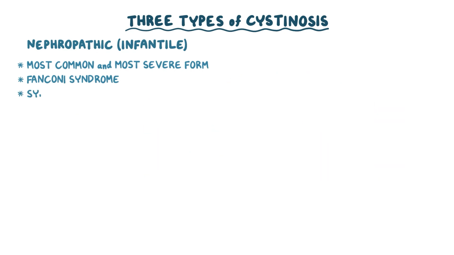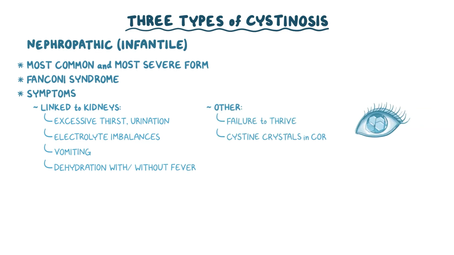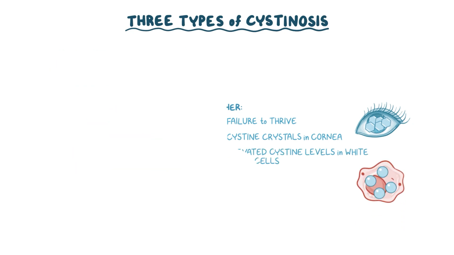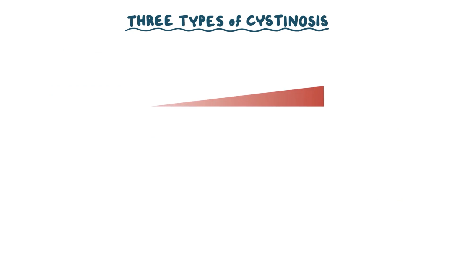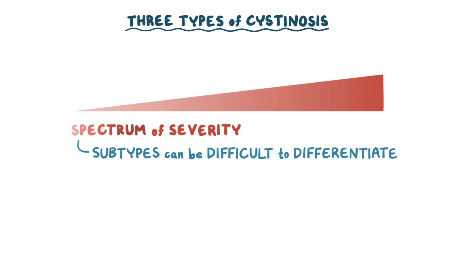So, some of the symptoms are linked to the kidneys, like excessive thirst, excessive urination, electrolyte imbalances, vomiting, and dehydration, with or without fever. Other symptoms include the failure to thrive, cystine crystals in the cornea, and elevated cystine levels in white blood cells. We are coming to realize that there's a spectrum of severity in cystinosis, and the 3 subtypes can be difficult to differentiate.